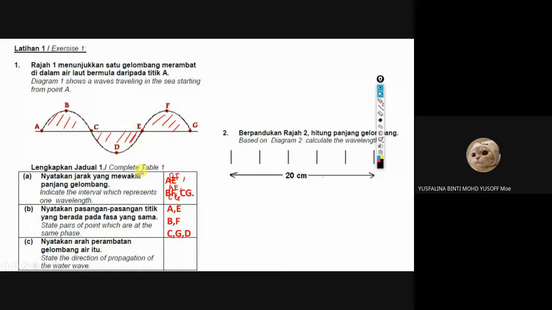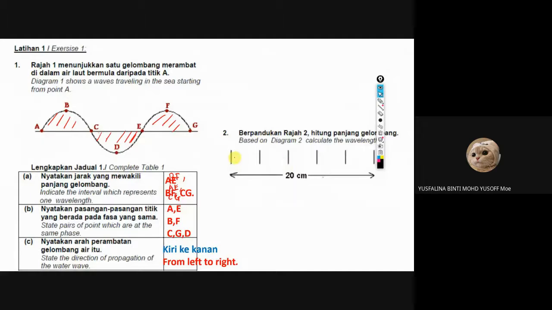Alright, so let's see for C. It asks you to state the direction of the propagation of the water wave. It says it starts from A, so it will propagate to G. Starting from A means it has to propagate to G. So A to G means from the left to the right. Okay, correct.